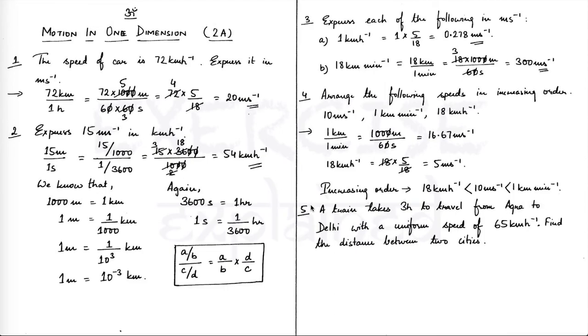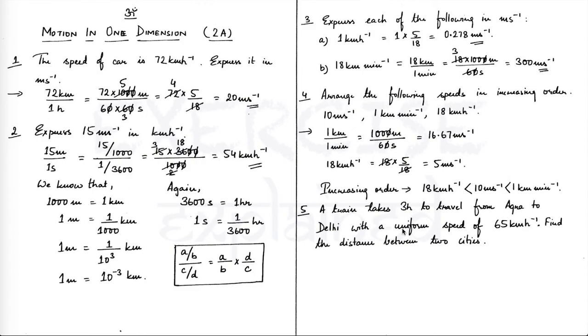Coming to the fifth question, that would be the last question for this video. A train takes 3 hours to travel from Agra to Delhi with a uniform speed of 65 kilometer per hour. Find the distance between the two cities. So the train is taking 3 hours to travel from Agra to Delhi. The speed is continuously 65 kilometers per hour. We just need to find the distance.